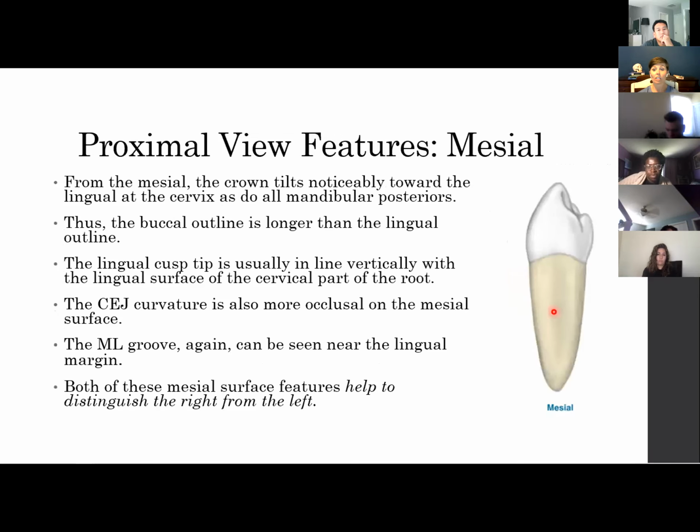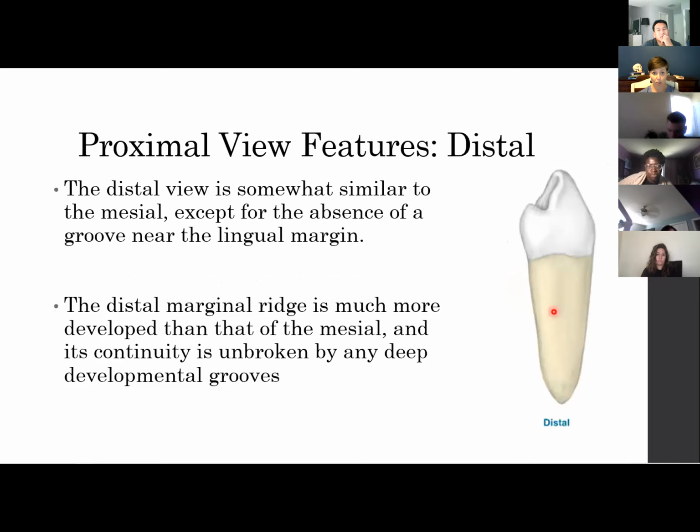All right, so we did this. Looking from the distal side, okay? So here's our distal ridge here. There's no extra groove. Here's our CEJ. Here's our cusp tip of the lingual, and it still lines up great with that, up at the cervical part of the root. So the distal view is somewhat similar to the mesial, except it does not have the groove, that mesial lingual groove, because we're looking at the distal, right?